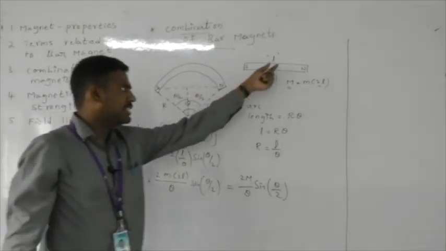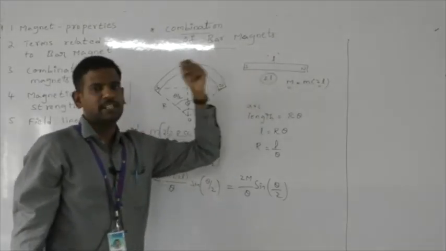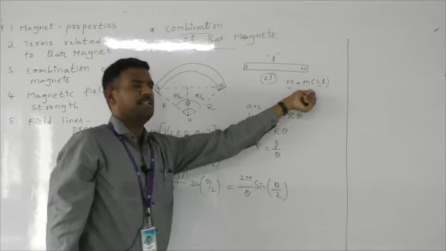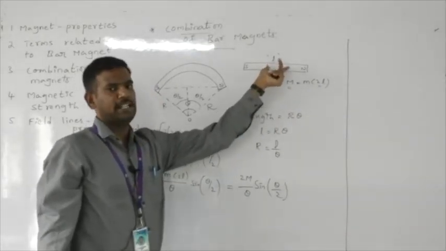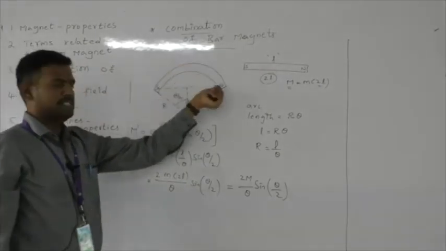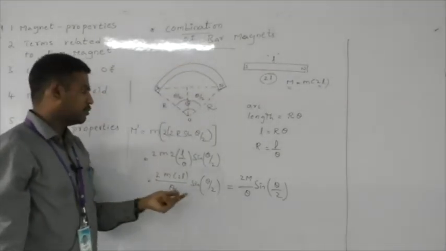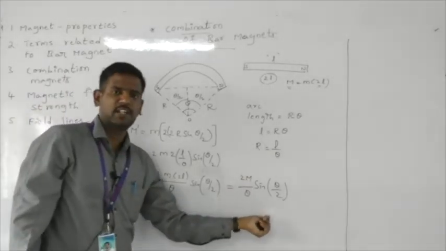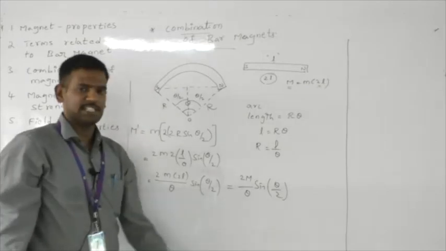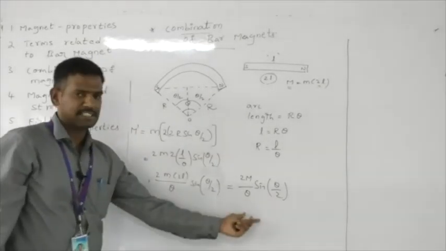Okay, so if L is the length of a bar magnet and small m is the magnetic pole strength, the magnetic moment is defined as m into 2L. If the same bar magnet, or let us suppose a magnetic needle, is bent such that it subtends angle theta at the center, then the new magnetic moment is given by the expression 2m by theta times sin of theta by 2. This is going to be the expression. Now let us make some important conclusions from this expression alone.